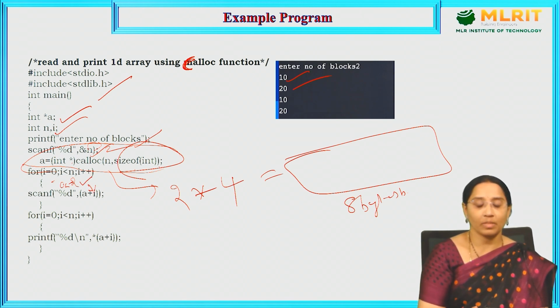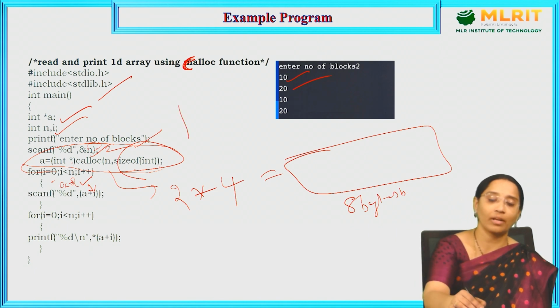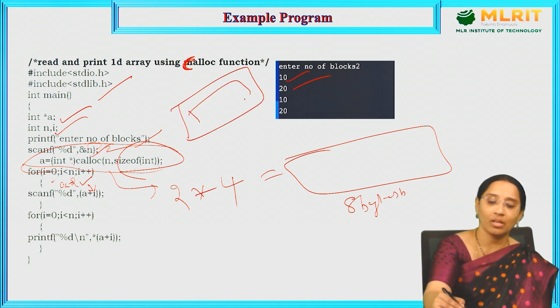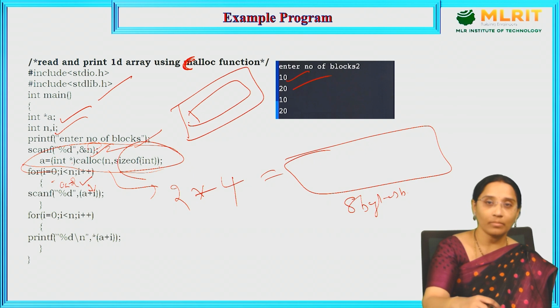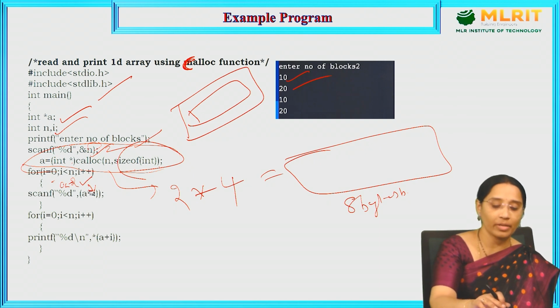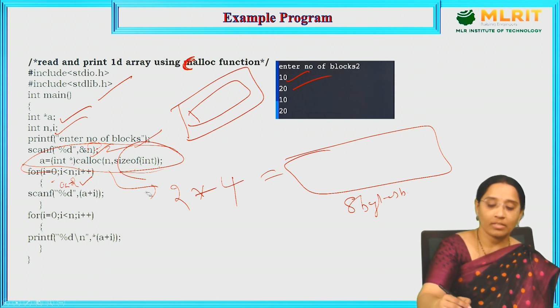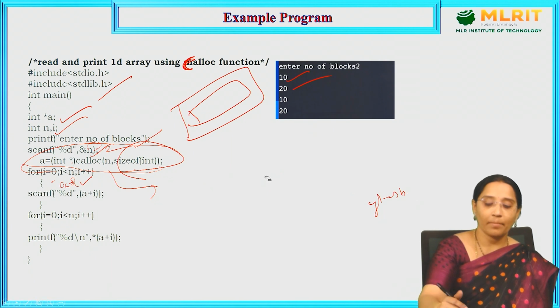Inside the for loop we have written the scanf function. Why have we written the scanf function? After allocating the memory in the heap section, we need to give the input values. So here, what is written? a plus i. What is a plus i?